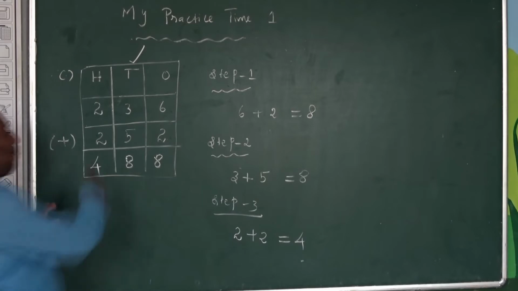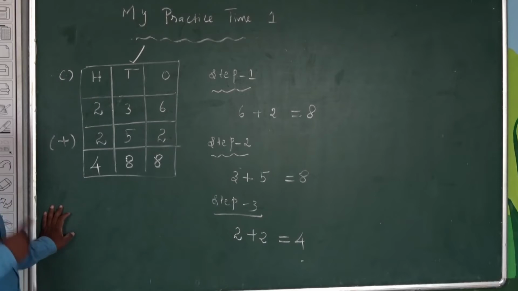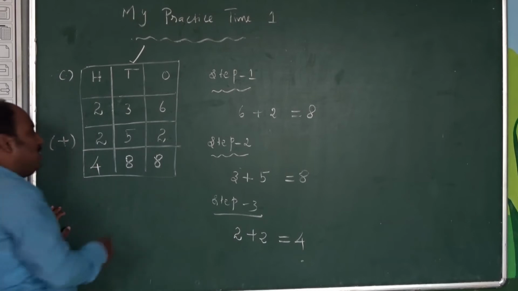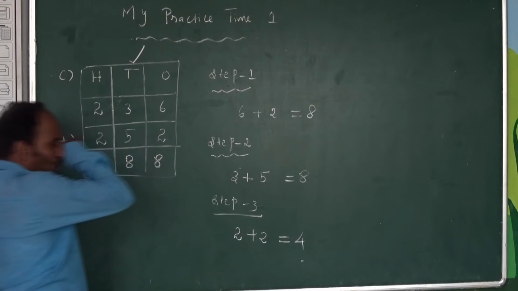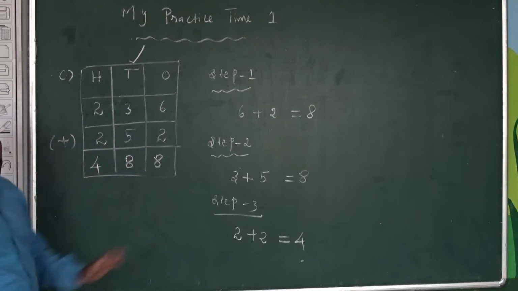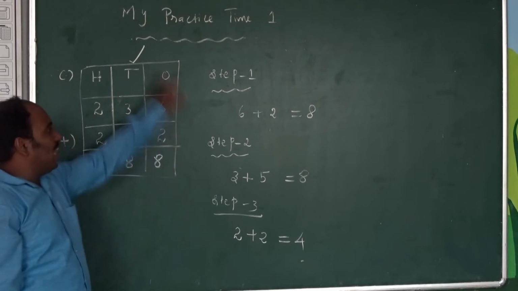Listen here. Sum of two 3-digit numbers. The first one is 236. Then the second one is 252. We add the two numbers. First we add the ones place.